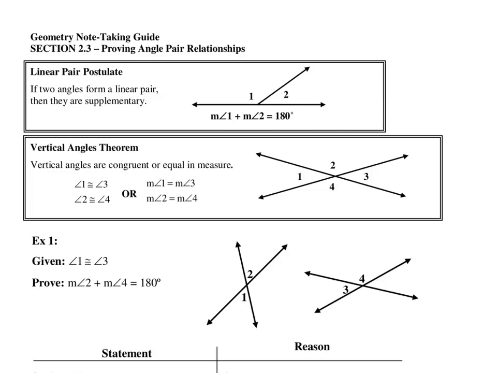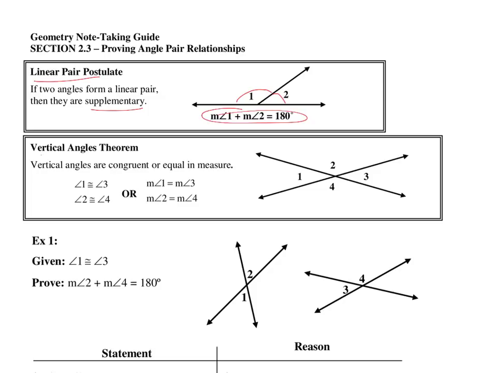All right, starting lesson 2.3, proving angle pair relationships. So here we have the linear pair postulate. If two angles form a linear pair, then they are supplementary. Okay, you've worked with this plenty. Two angles form a line together, 180-degree angle.